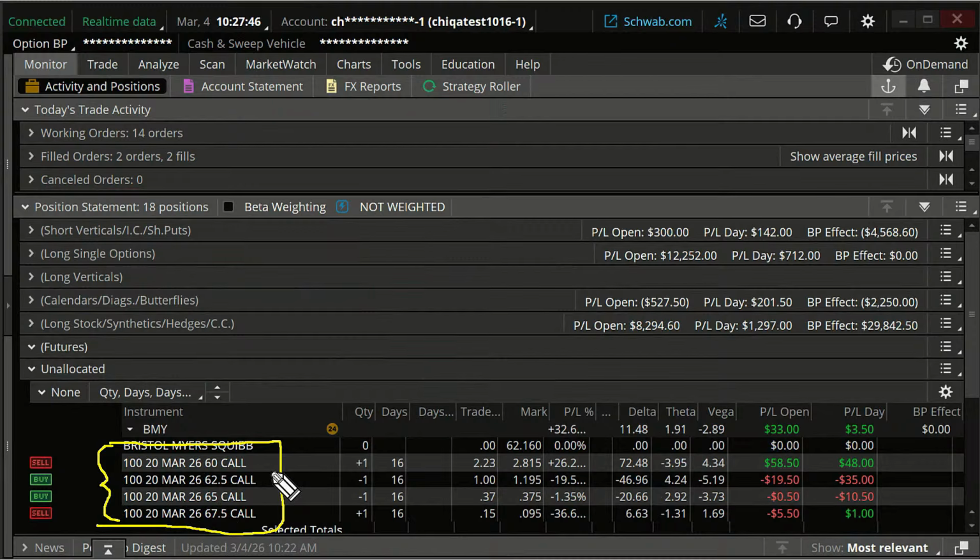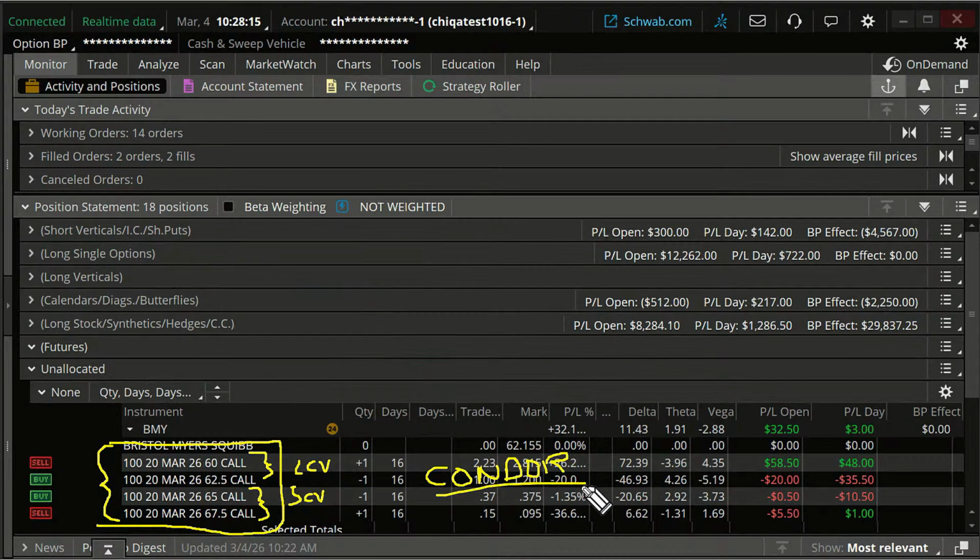Iron condors have calls and puts. This has two call spreads. This has a long call vertical right here. This has a short call vertical right here. These two, short call vertical. So this is what we call just a condor, not an iron condor. Often we use the term condor and we kind of mean iron condor. This technically is just a true condor trade.